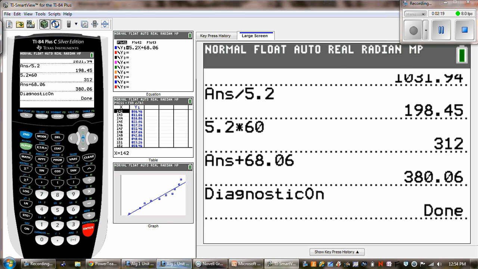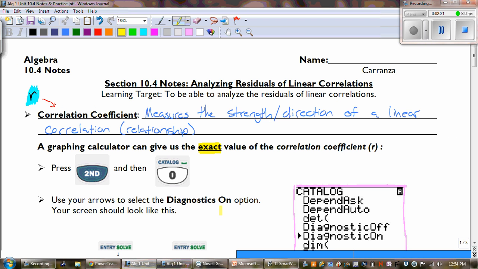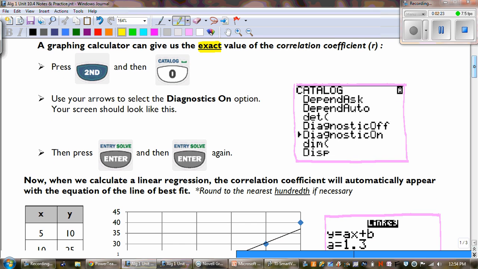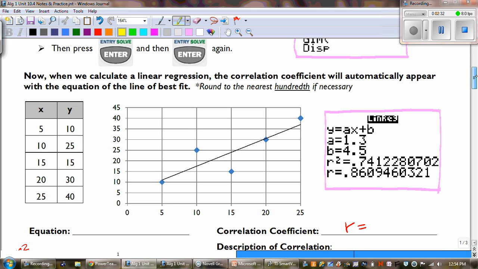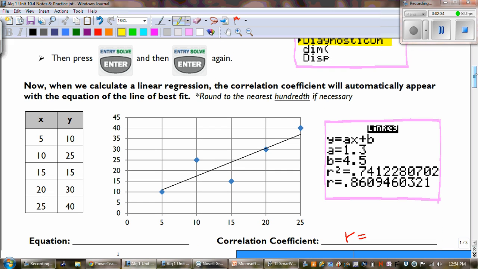Let's go back to the notes. So we've done all that and you just want to make sure that you go to diagnostic on and that's where you hit enter and then enter. Now we can calculate a linear regression. The correlation coefficient will automatically appear. So I'm going to plug this data in myself just to make sure I get it.